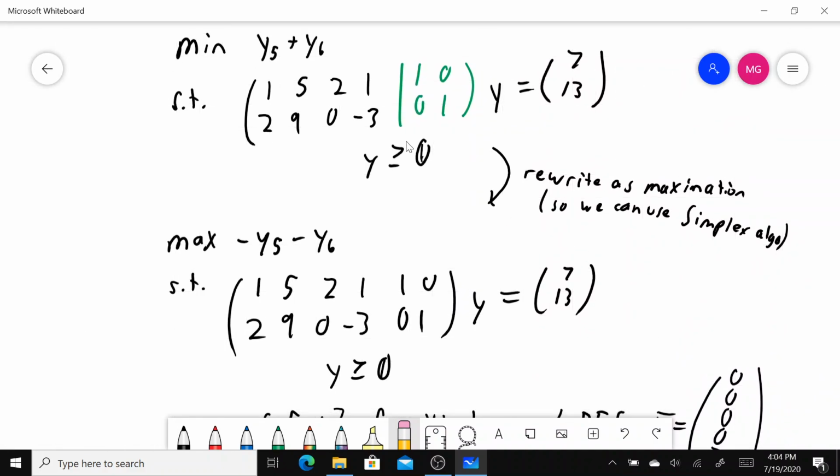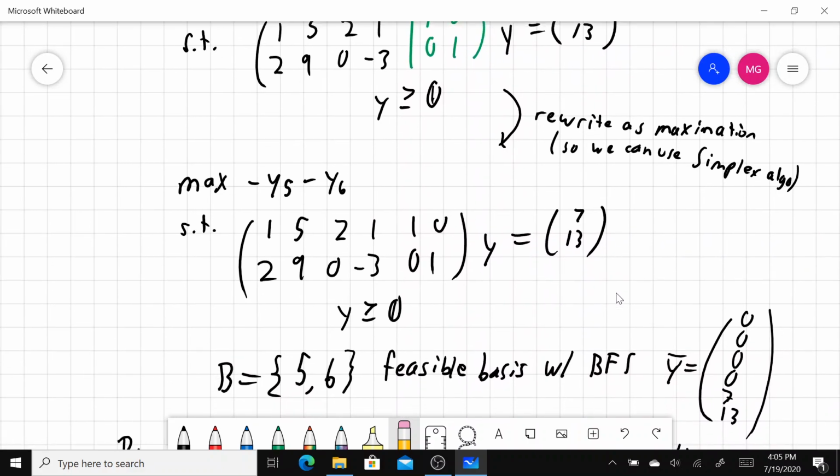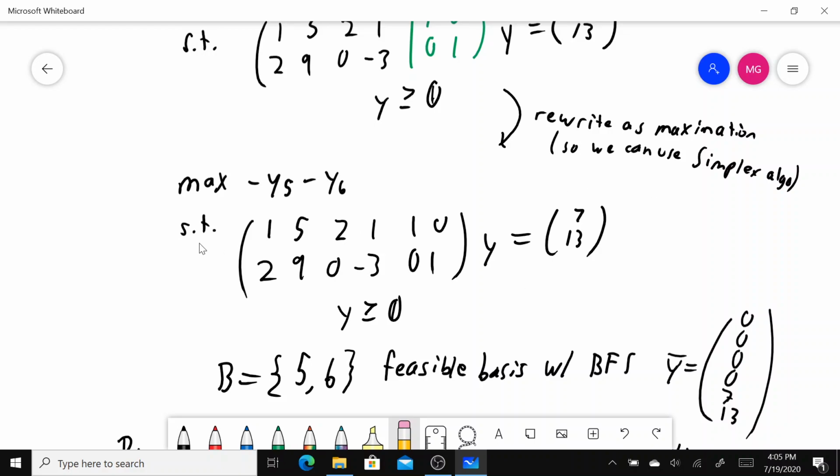Typically when we do the simplex algorithm, by convention, that's supposed to be maximization, not minimization. But there's no problem there. Just rewrite min y5 plus y6 as max minus y5 minus y6. And it's the same exact thing, of course. So just rewrite it like that, and now run the simplex algorithm if that makes you more comfortable that way.